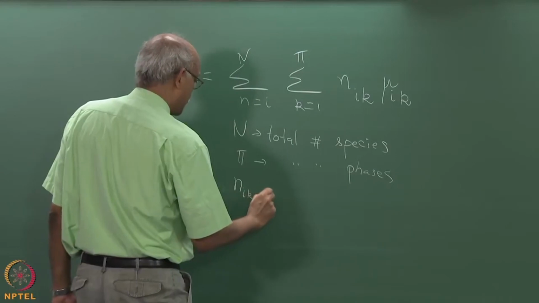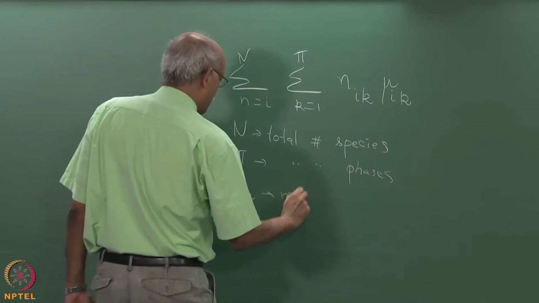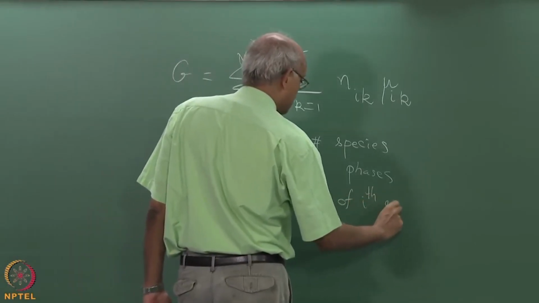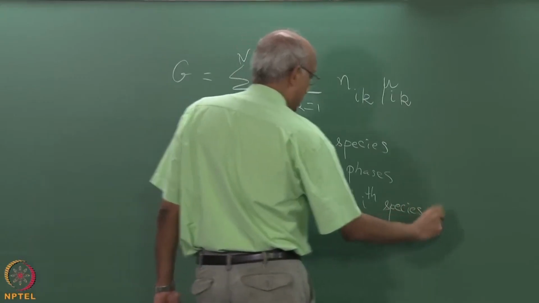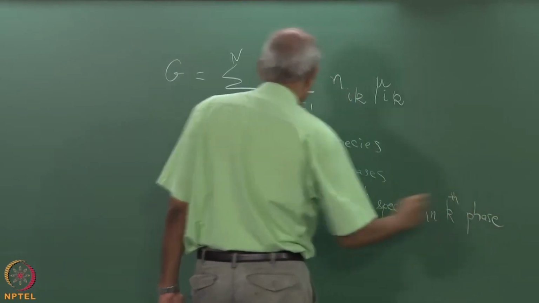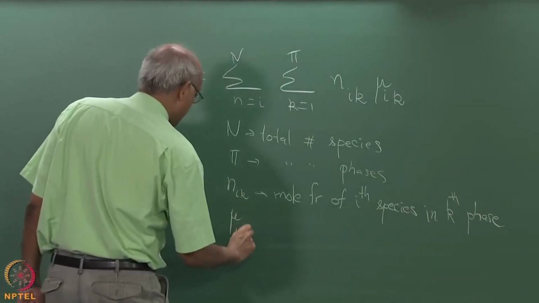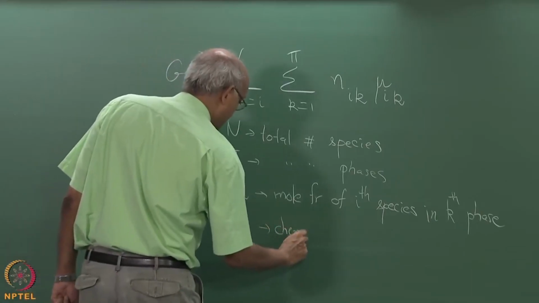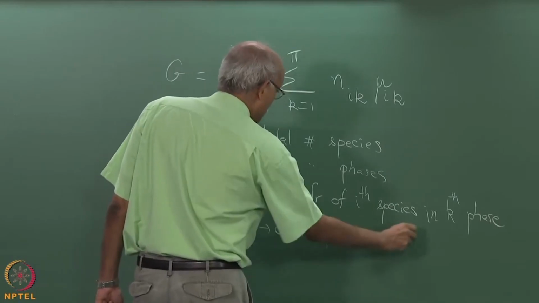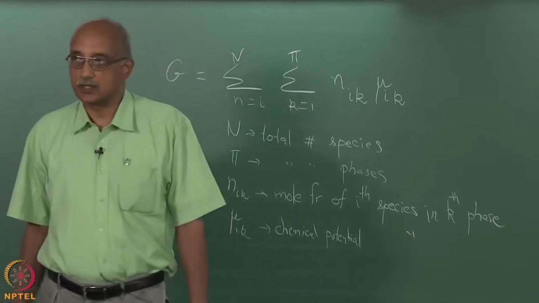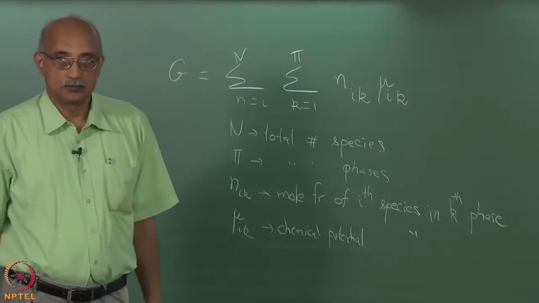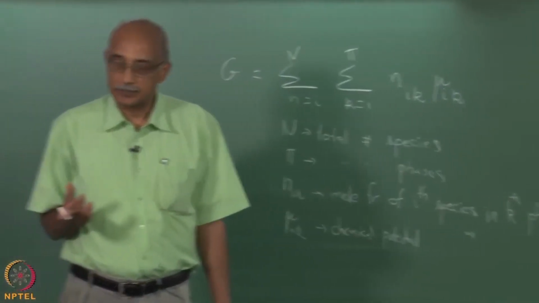Nik is the mole fraction of the ith species in the kth phase, and mu ik is the chemical potential of the ith species in the kth phase. Okay. So, you write the expression for G and you minimize G to obtain Nik.